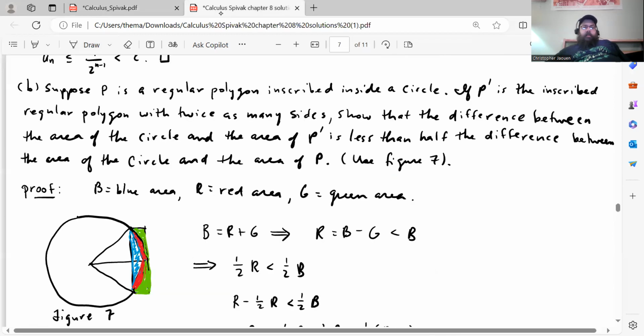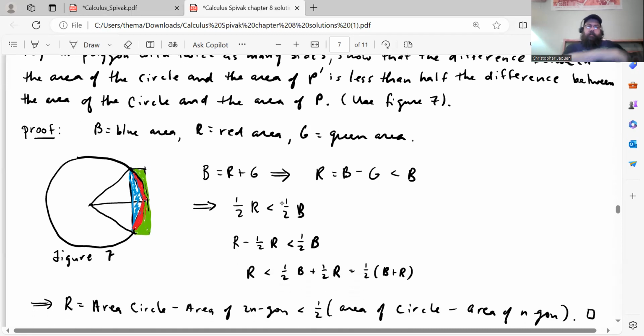So going back here, you can see I redrew figure 7 over here. If B is the blue area, R is the red area, and G is the green area, then from the picture you can see that B is R plus G. The blue area is the red area plus the green area, which implies that the red area is the blue area minus the green area, which is less than the blue area, obviously, because we're subtracting G from it here.